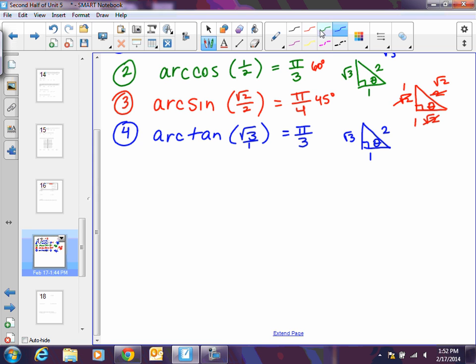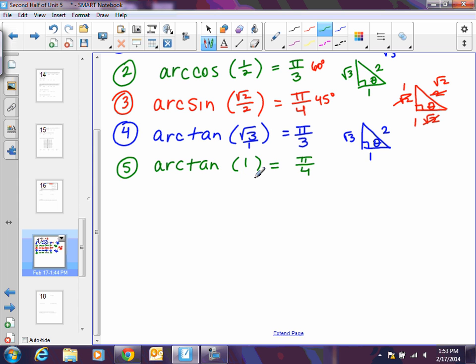All right, let's try another one. This one, some of you I think will get right away. If you know it, shout it out. Pi over 4, very good. How'd you get that so fast? Yeah, if the ratio is 1, then the adjacent and the hypotenuse have to be the same. That's a 45, 45, 90 triangle.